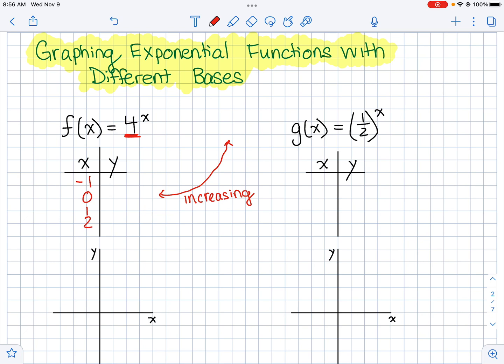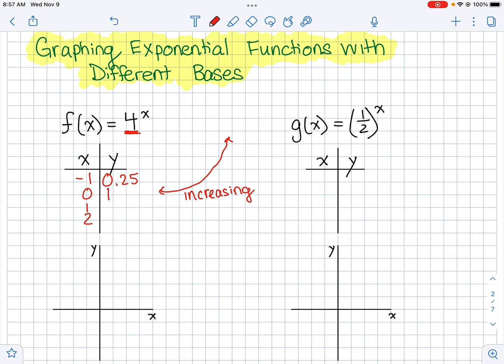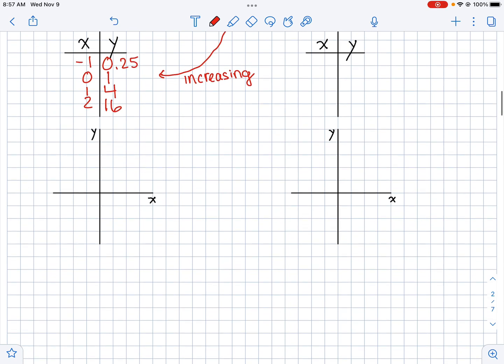So 4 to the power of -1 would be the same thing as 1 over 4, or 0.25. 4 to the power of 0 would just be 1. 4 to the power of 1, 4. 4 to the power of 2, 16. So I can get an idea of what this graph's going to look like.